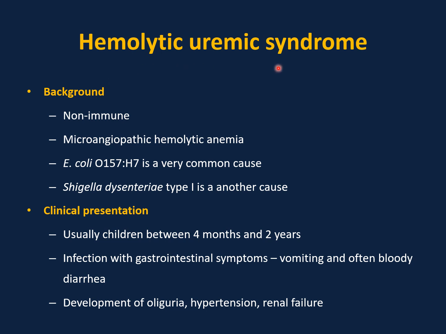Hemolytic uremic syndrome is not because of antibodies. It's because of injury to the endothelium of the blood vessels because of exposure to Shiga toxin-producing bacteria, for example, E. coli O157 or Shigella. Clinical presentation usually presents in young children between 4 months to 2 years of age when they have, for example, diarrhea, bloody diarrhea and vomiting, and suddenly they start to have less urine, hypertension and renal failure.